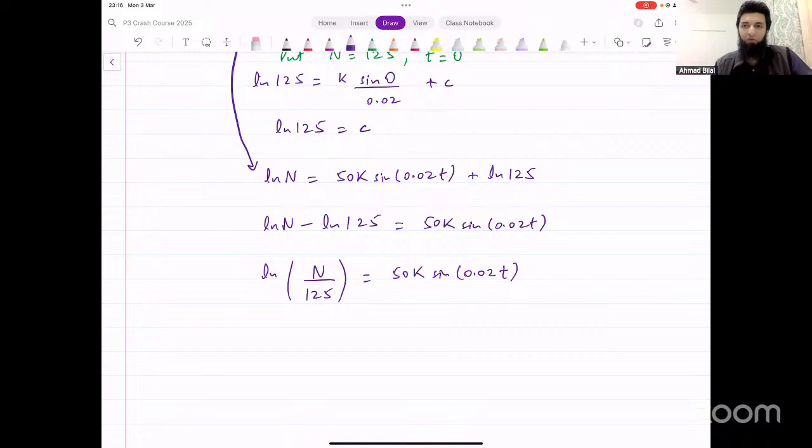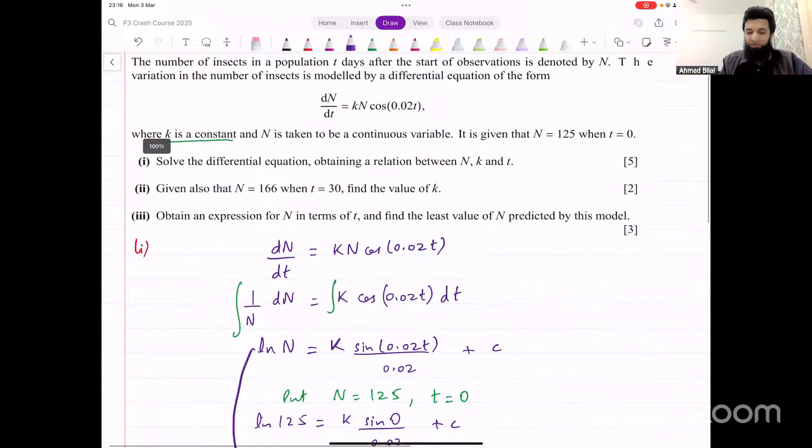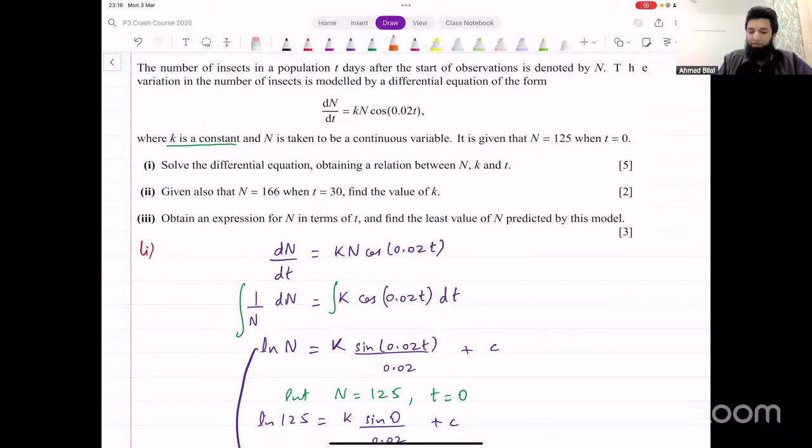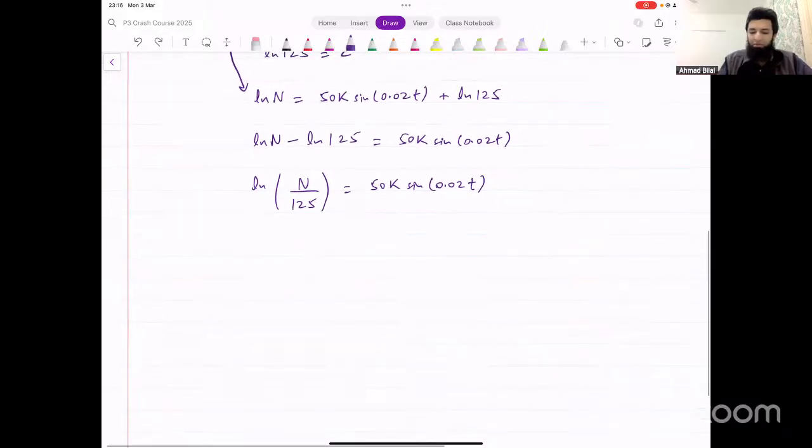They did not want a specific variable to be the subject in this case. We just wanted some relation between n, k, and t. This is fine. You can just leave it like this, and that's perfectly okay. All right. If you want, you can make n the subject as well, but it's not necessary. All right. So this would be a final answer for the first part.